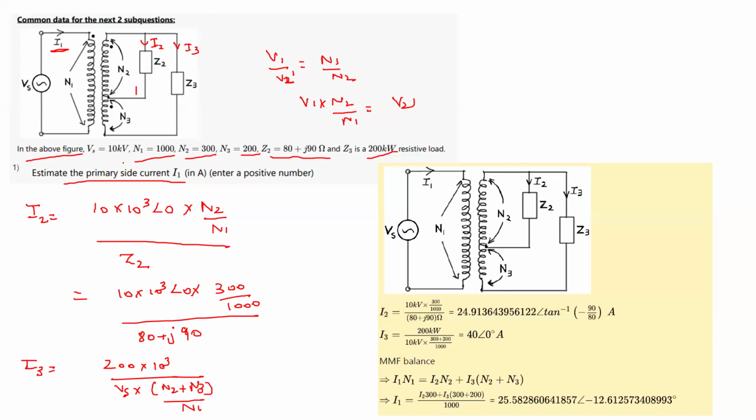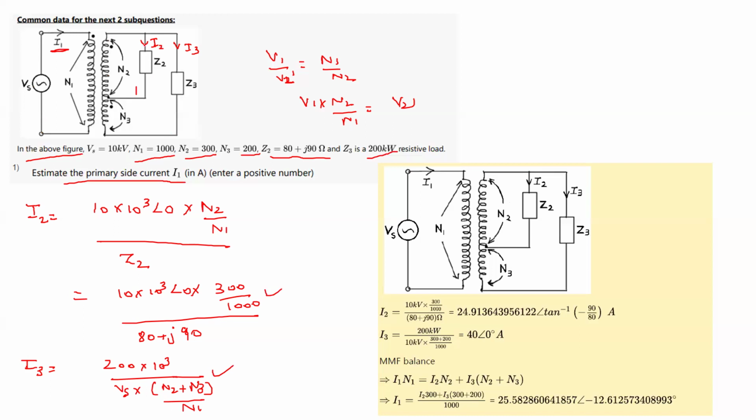So here you can see that across this Z2 we have connected N2 windings, so the voltage will see N2 by N1 turns. Now this Z3 is connected across N2 plus N3 number of windings. Z3 is not connected only across N3, it is connected across both N2 plus N3. So that is why this Vs is transferred as (N2 plus N3) by N1 for the Z3. By using all that, I have written this I2 and I3 expression.